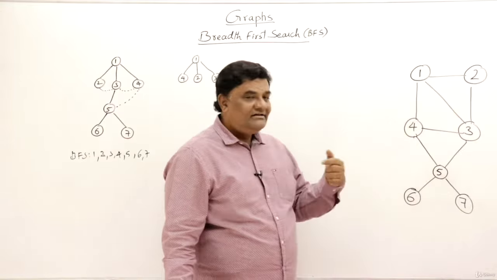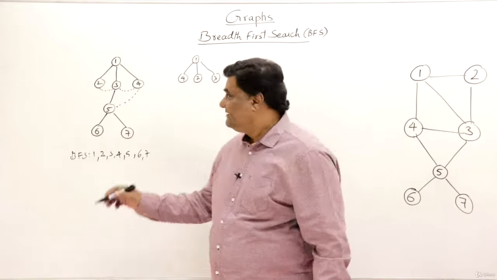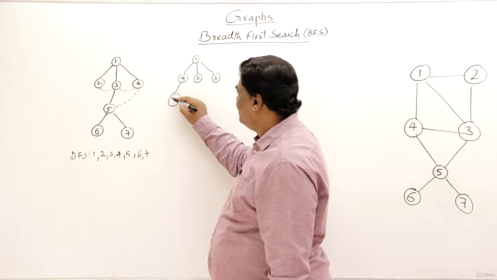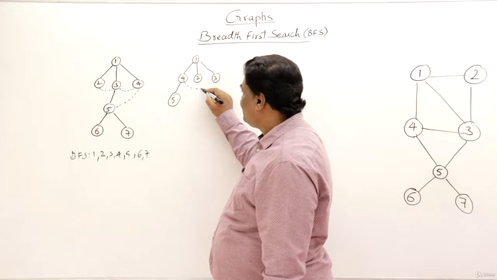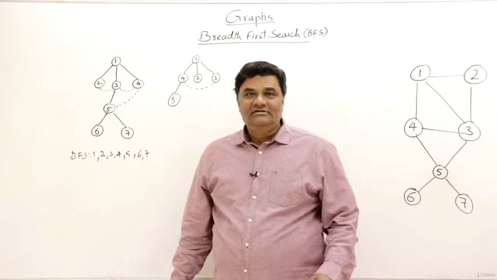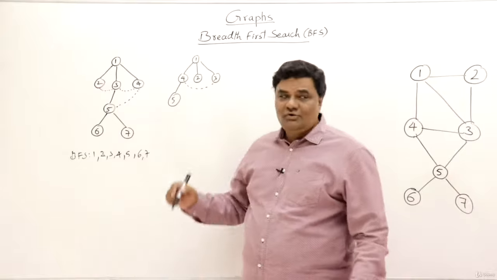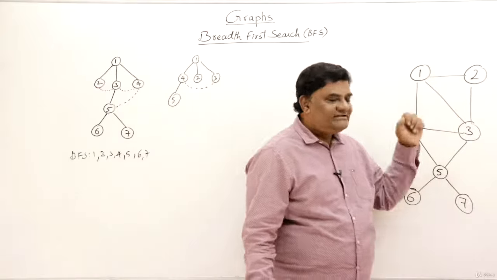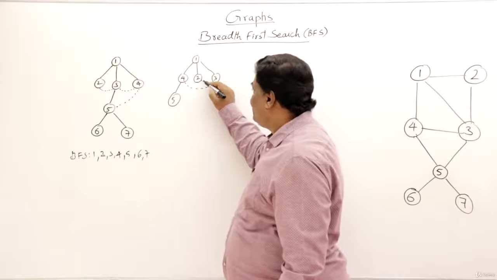3 is already there in the tree. So 5 I should take. So next is 5, and for 3, I'll draw a dotted edge. The next whose adjacent I should take? 2. So for 2, who is adjacent? Just 3. So I will draw a dotted edge.